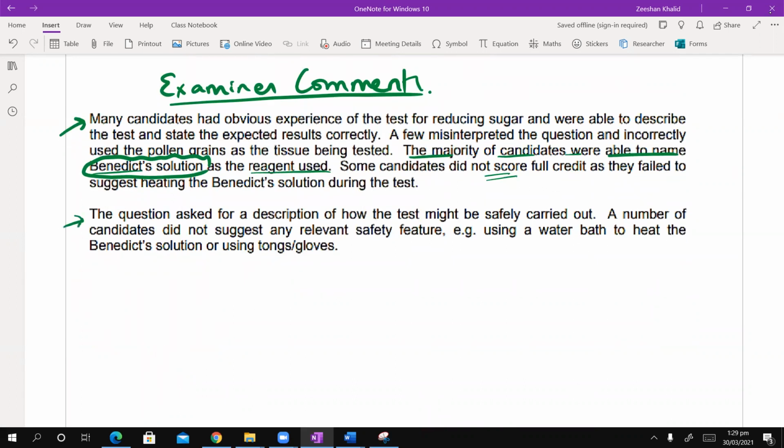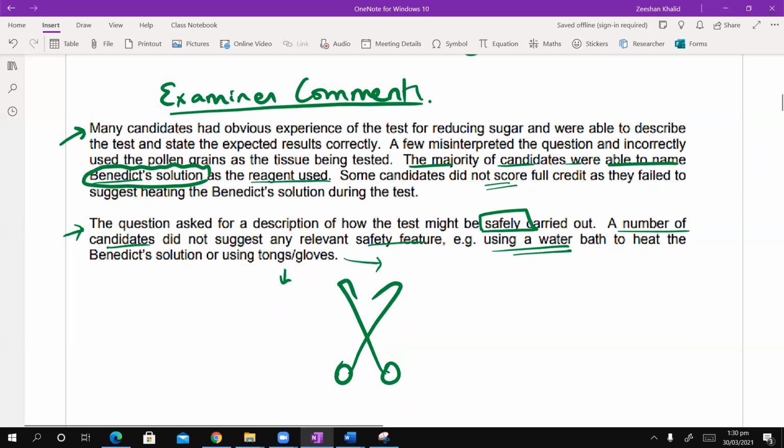Acha ji. The question asked for a description of how the test might be safely carried out. A number of candidates did not suggest the relevant safety feature, यानी कि use of water bath to heat the Benedict solution or use of tongs. Tongs कहते हैं वो एक इस तरह की scissor सी बनी होती है जिससे आप test tube को उठा लेते हैं. You don't touch it with your bare hands. Of course, when you're also using gloves, you're protecting your bare skin from touching the chemicals directly because chemicals they can cause irritation and so on and so forth. So that's basically how you would answer.